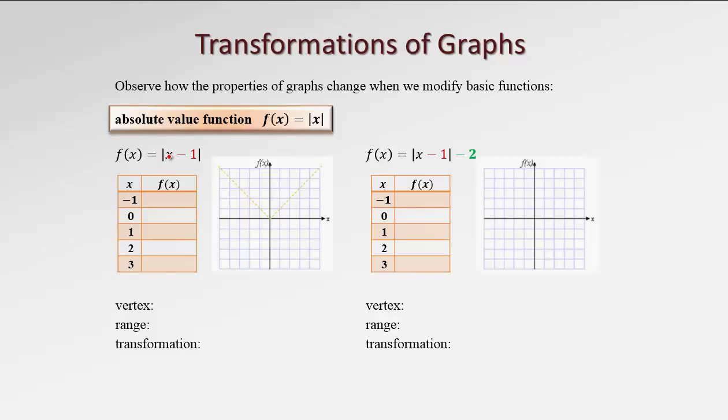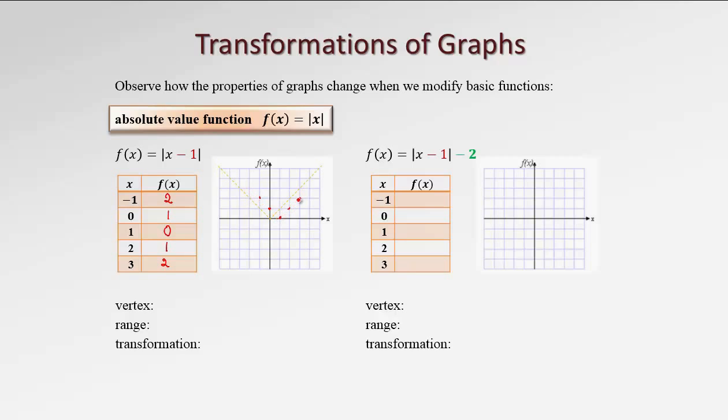If x is negative 1, then negative 1 minus 1 is negative 2. Absolute value will give us 2. If x is 0, you can see by yourself, absolute value of negative 1 is 1. If x is 1, now we have 0 under absolute value, so the result is 0. 2 minus 1 is 1, absolute value of it is still 1. And 3 minus 1 is 2, and absolute value doesn't change it. So those points are negative 1, 2, somewhere here; 0, 1, over there; 1, 0, here; 2, 1, over here; and 3, 2, over there.